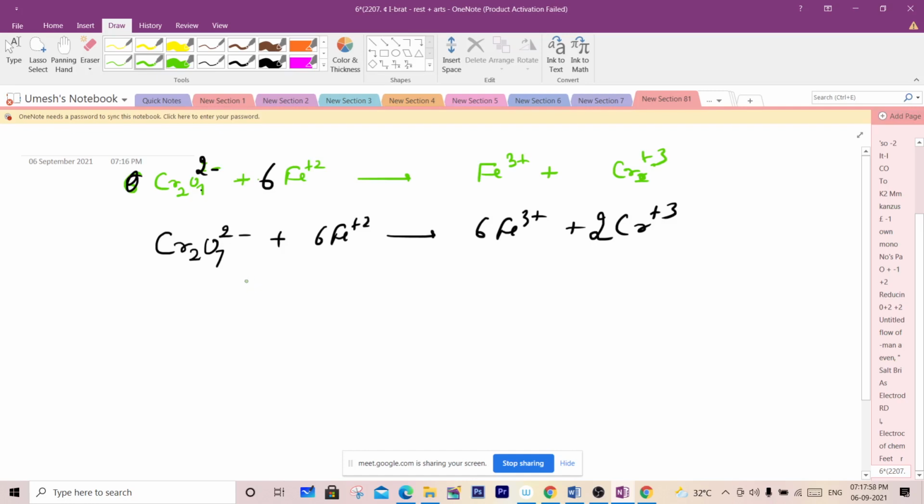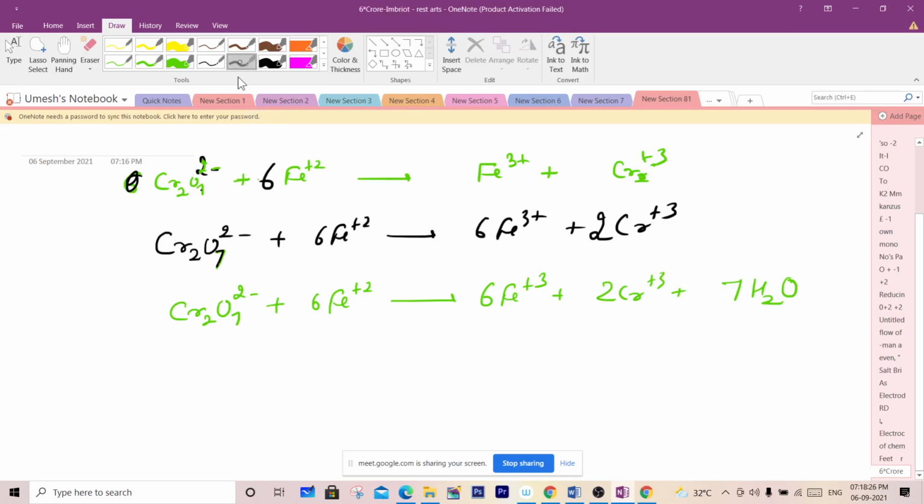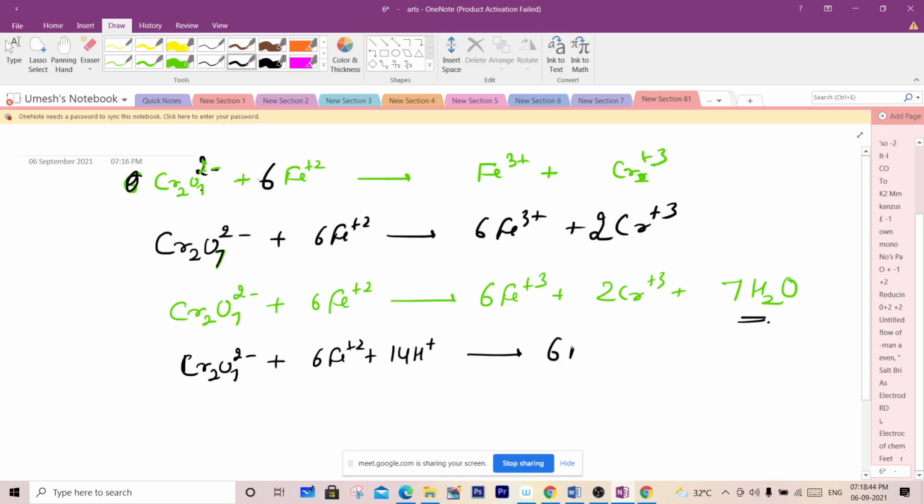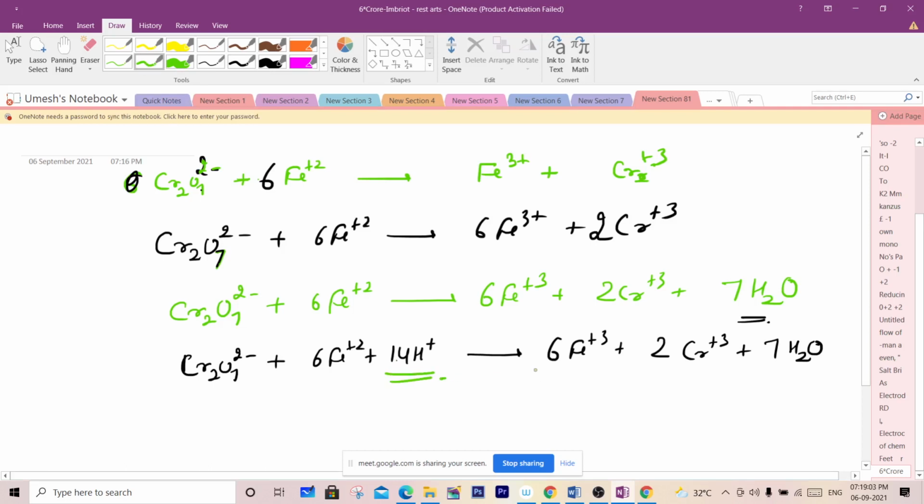For the acidic medium, there is a particular method that I'm going to tell you. To balance the oxygen here, there are 7 oxygen here. You add 7 water molecules on the opposite side. In this way, you will be balancing the oxygen. And now, for 14 hydrogen on this side, you add H positive ion here. Understood?